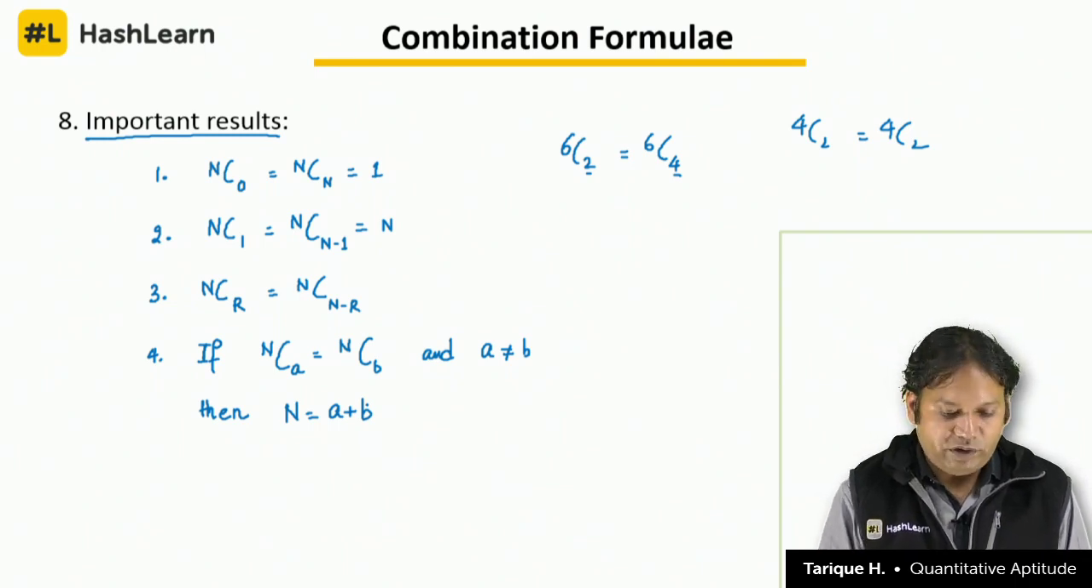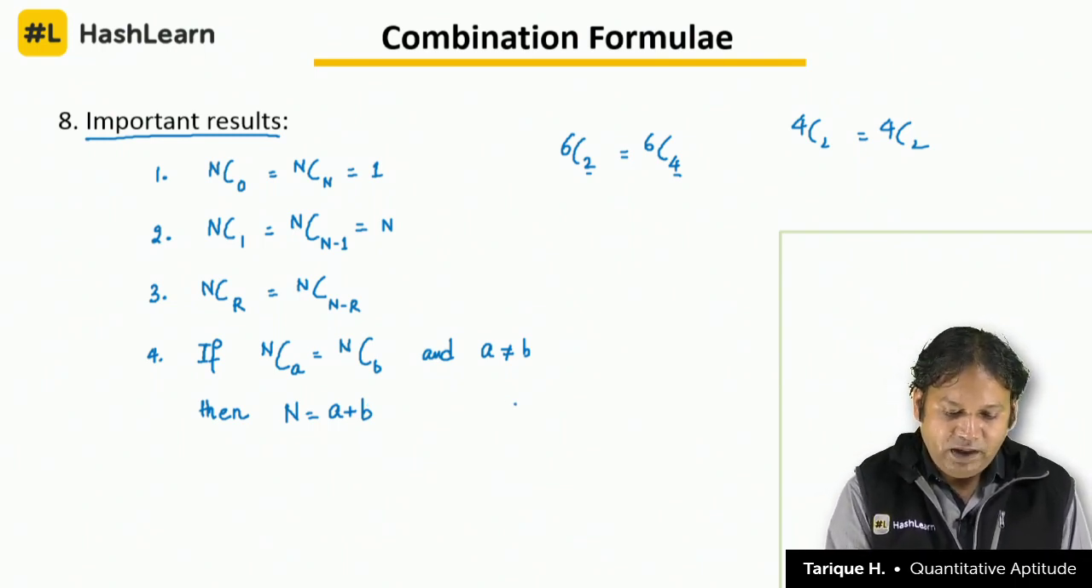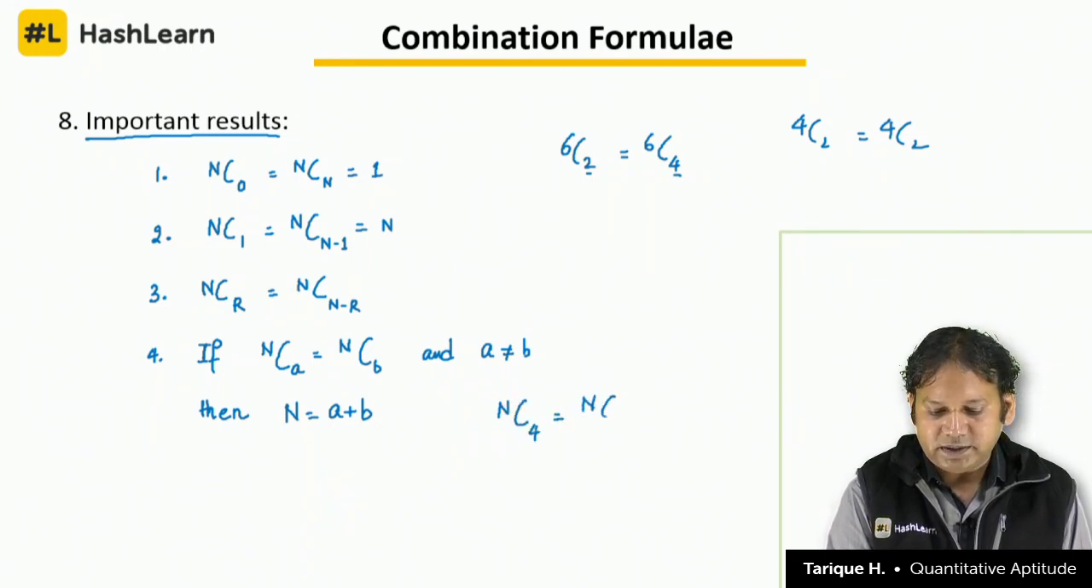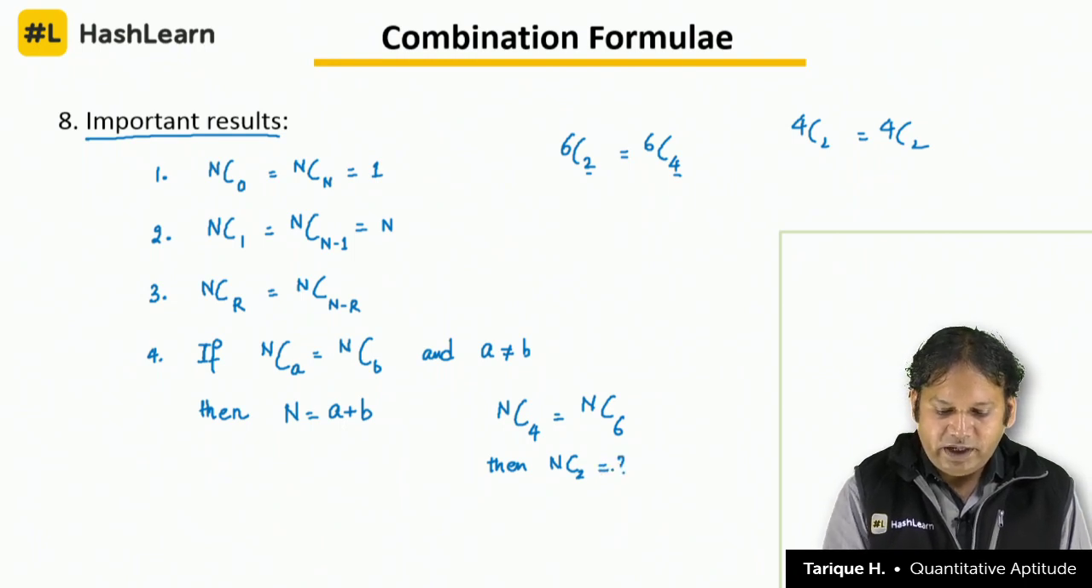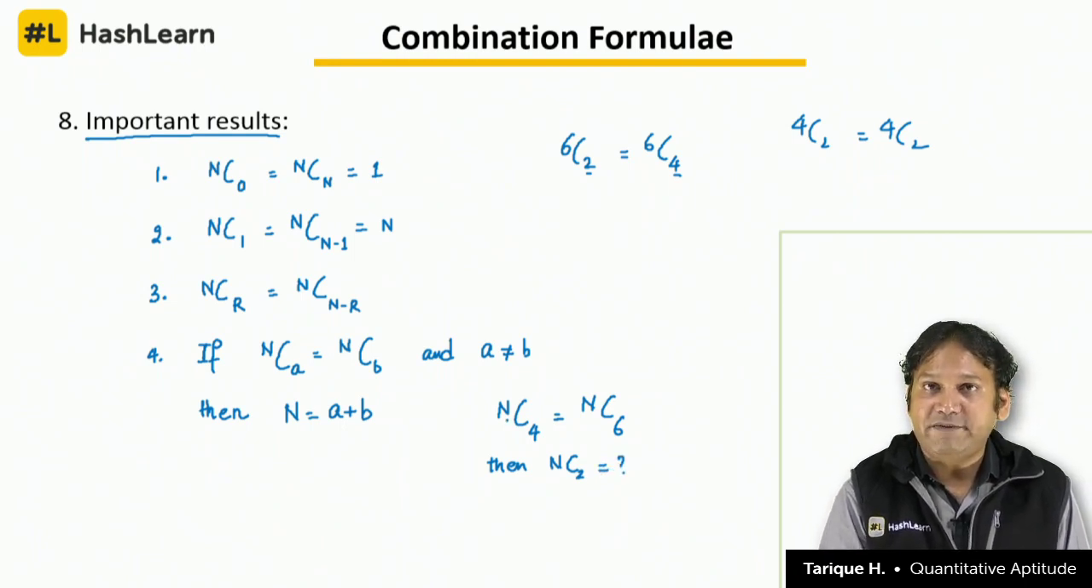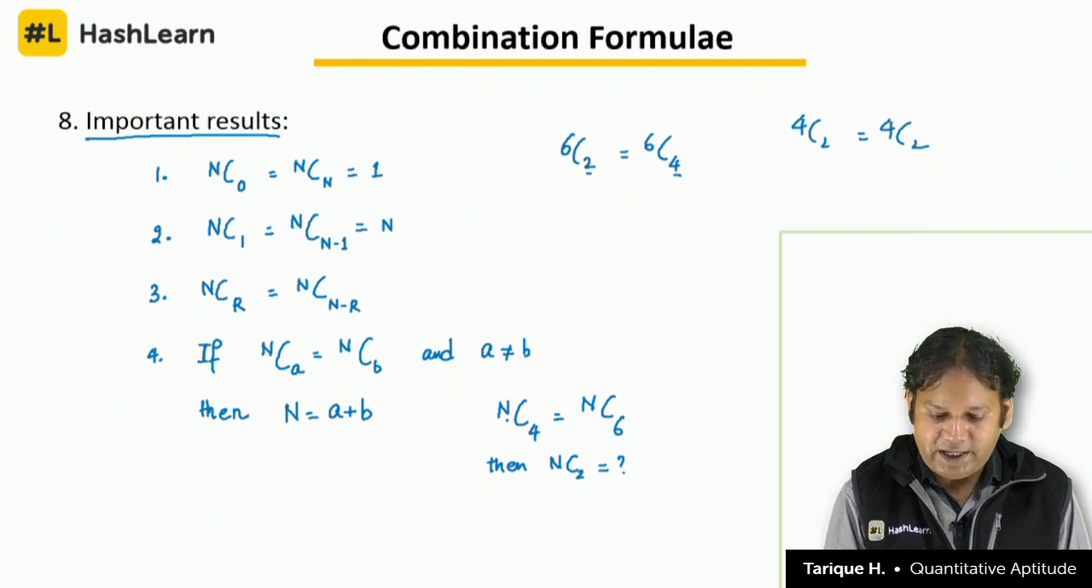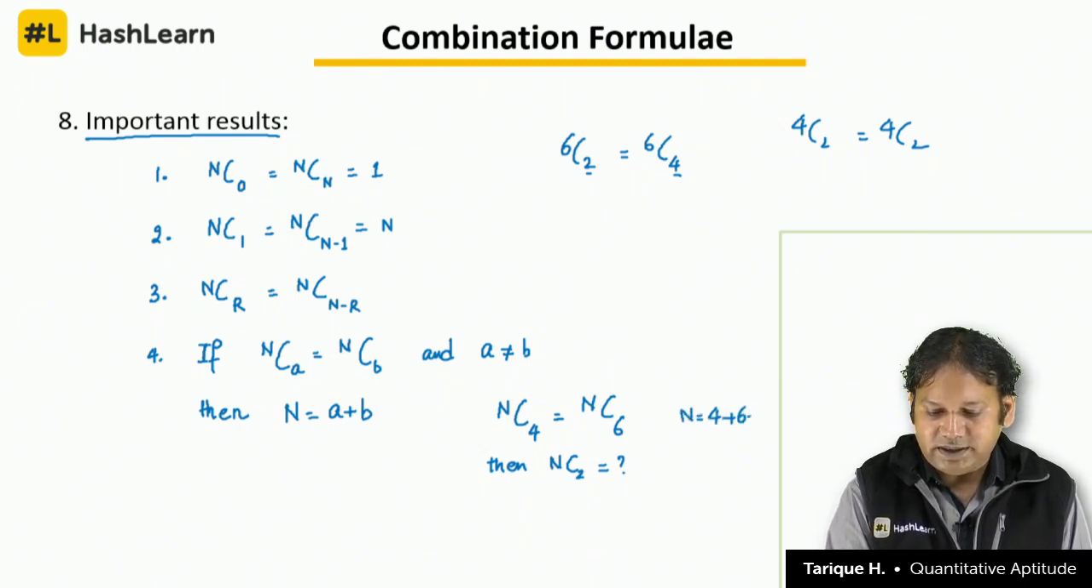So this is an important result to remember. For example, let's say it's given to you that nC4 is equal to nC6, then nC2 is equal to how much? Okay, that's the question. So if nC4 is equal to nC6, and we can see clearly that 4 and 6 are not same, that means n is equal to 4 plus 6, that is 10.